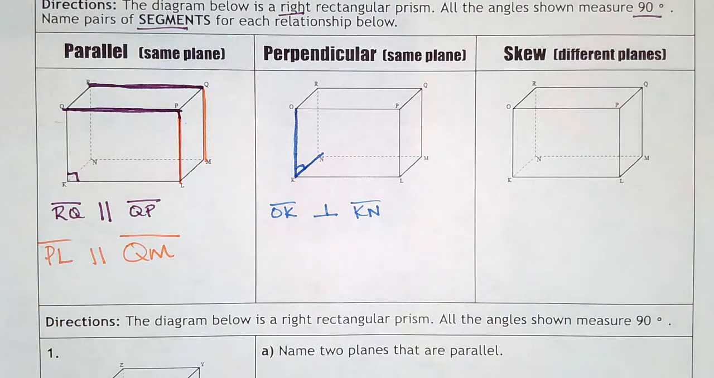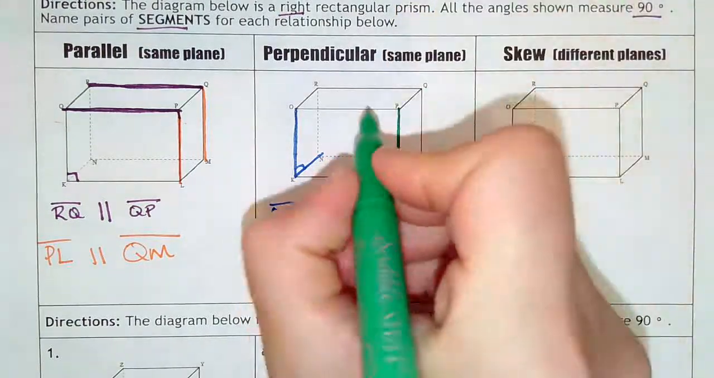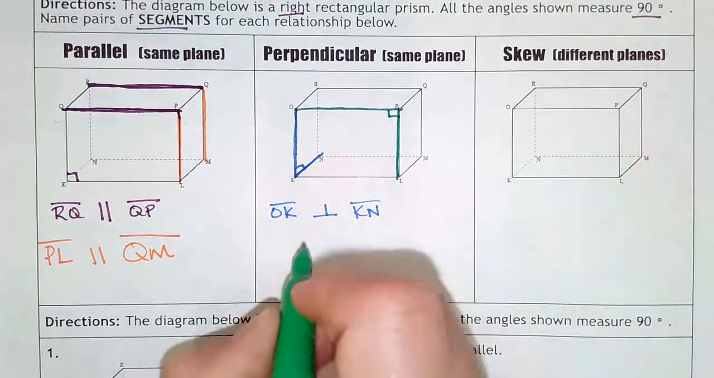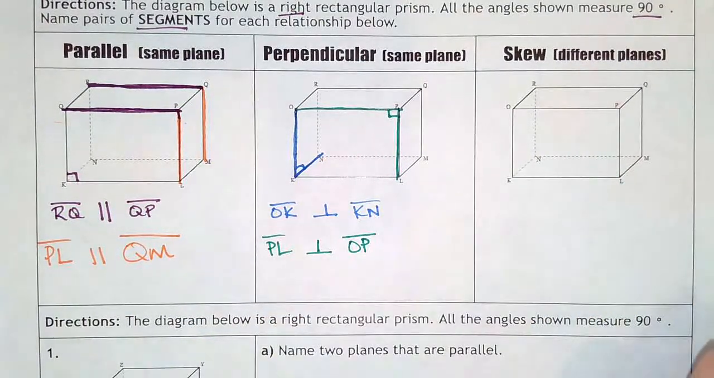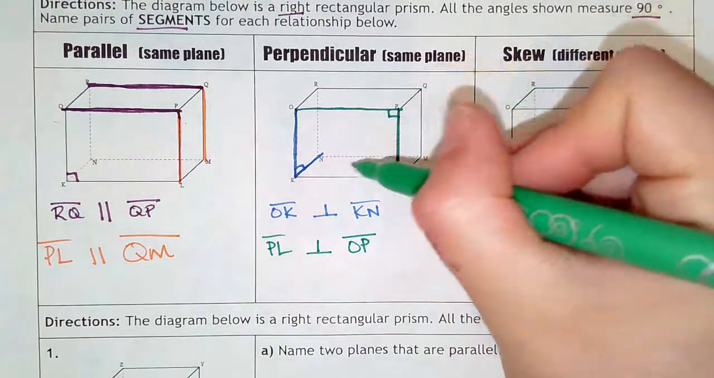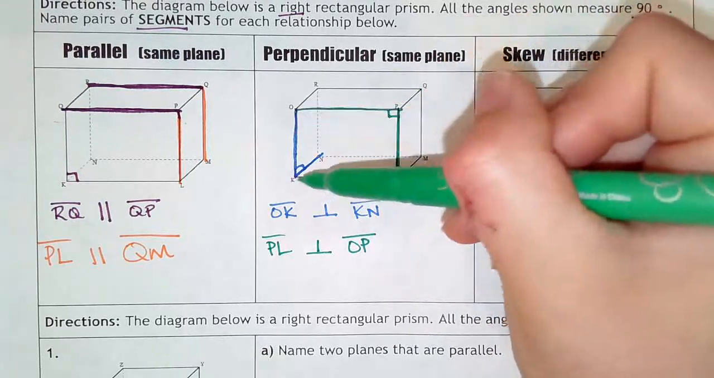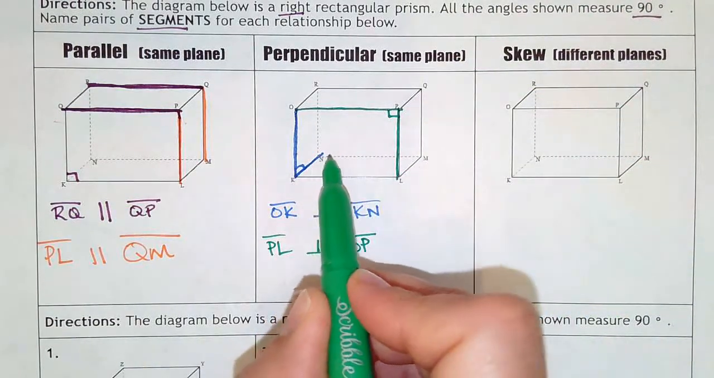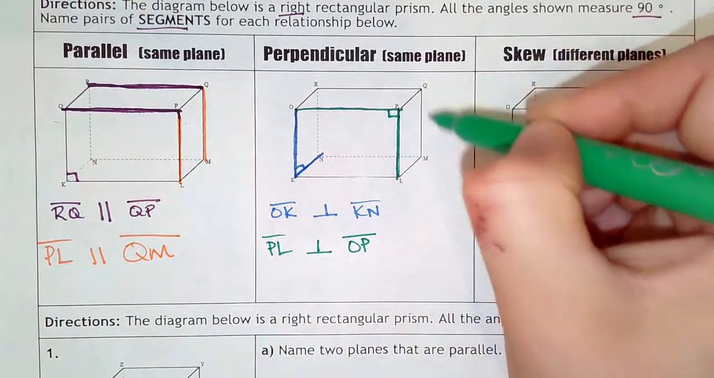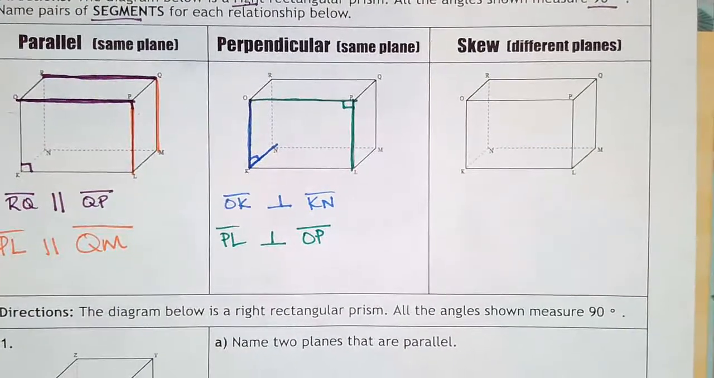Let's do a couple more examples. You could do, there's so many, you could do PL and OP. So line PL is perpendicular to OP, as long as they're on the same plane. So see how both of these lines are on this front surface. The first example was on the side surface, this left side. You could do MN and NK. You could do PQ and QM, RQ and QP. Lots of options.